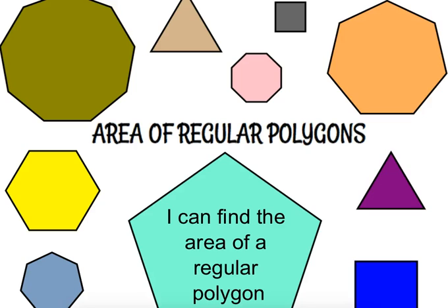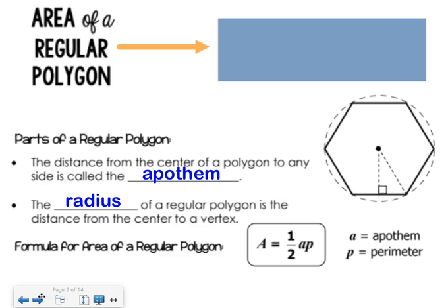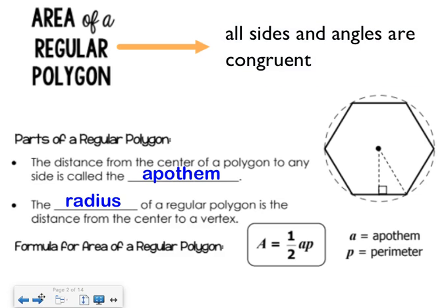What makes something a regular polygon? Equal sides. It's regular. No, equal sides and equal angles. So we're going to learn how to find the area of those today. So we have some things that we need to talk about of these regular polygons.